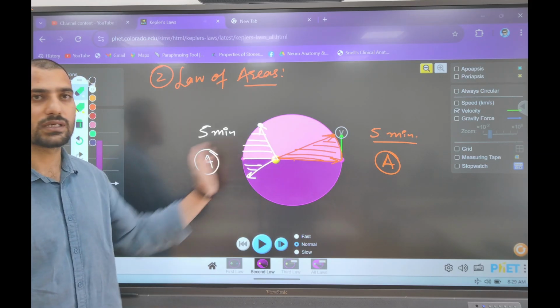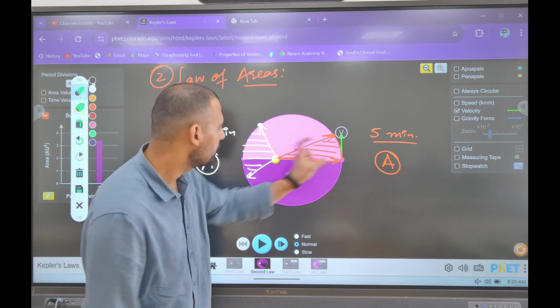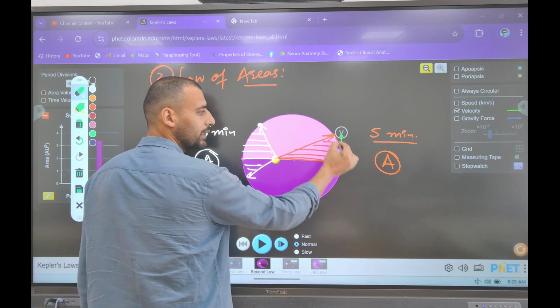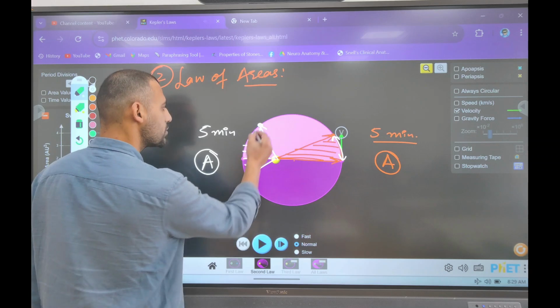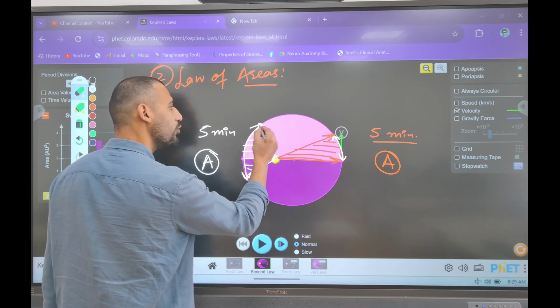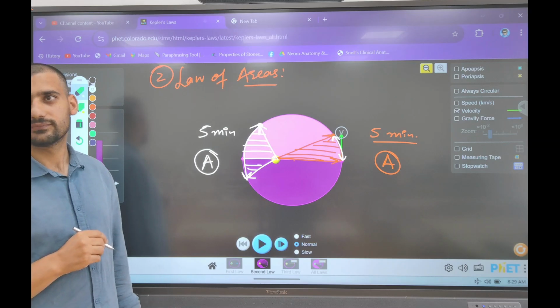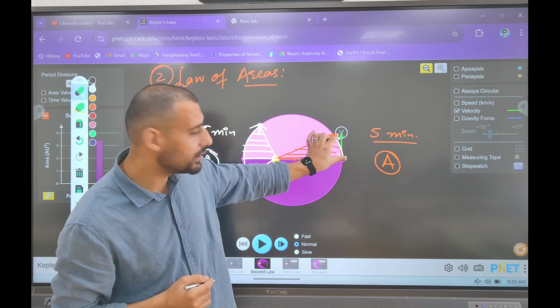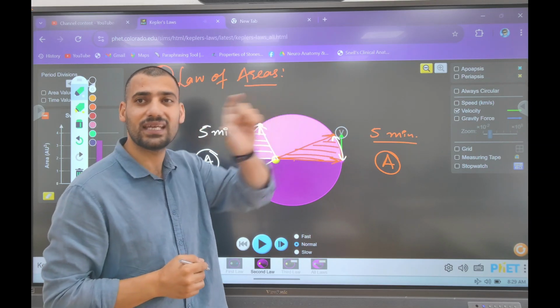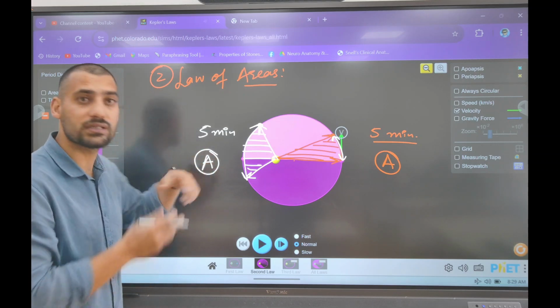And would you believe both the areas were same? Both the areas were same. Here the distance traveled by the planet is only this much, isn't it? But here you see the distance traveled by the planet is more. Is it possible that in the same time, at one point it is covering less distance, and at another point it is covering more distance?